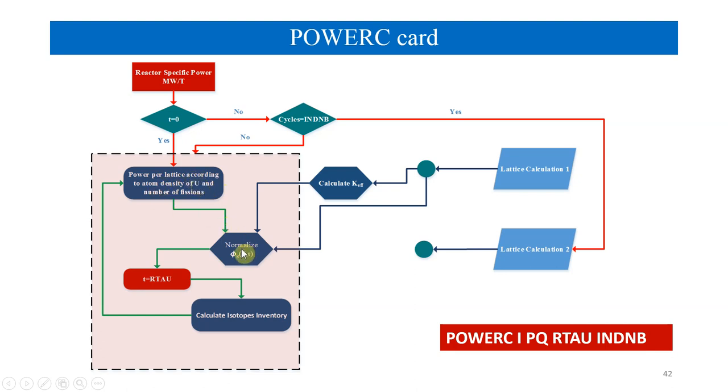After that, I can let the core burn according to a certain time interval, we call it RTAU, and calculate the total isotopes inventory if I am at the same flux, which is at the same K effective flux. Okay, use this flux to calculate the isotopes inventory.